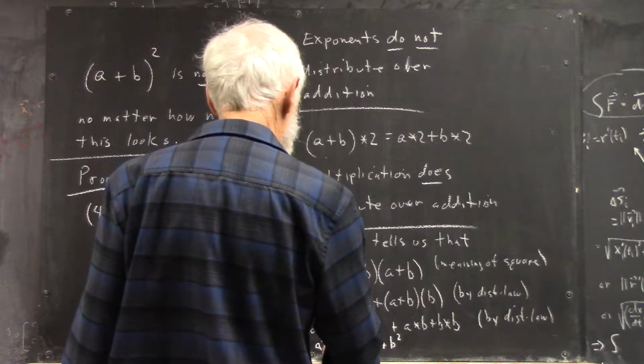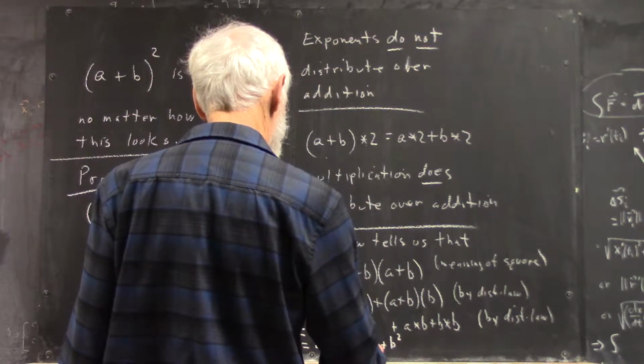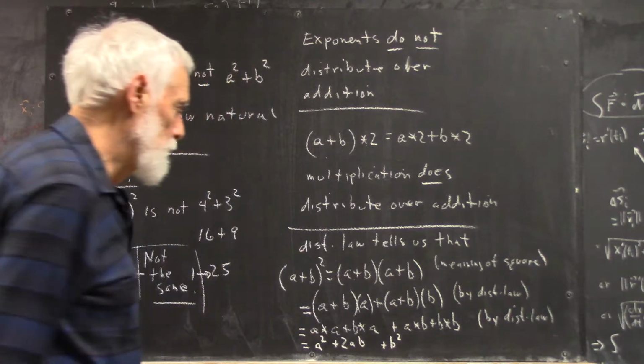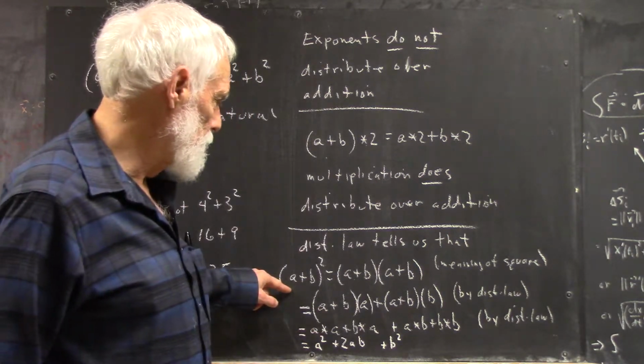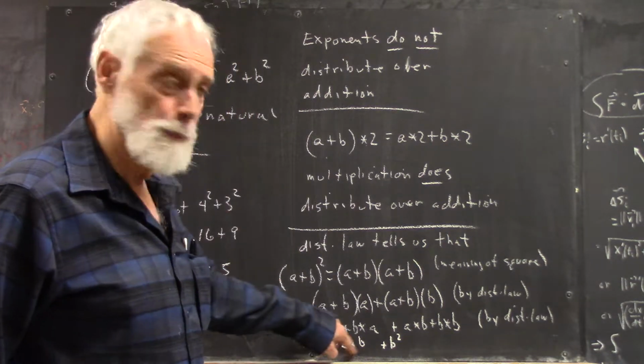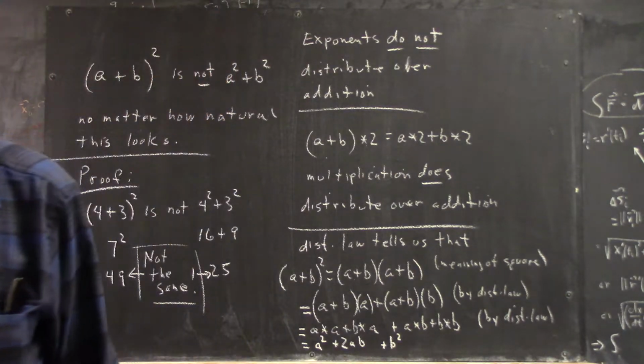Okay, so what we got, b times a and a times b are the same thing, so we got 2 a times b's, right? This is 2ab. Now, when you're learning to factor, you kind of memorize that (a plus b) squared is a squared plus 2ab plus b squared.